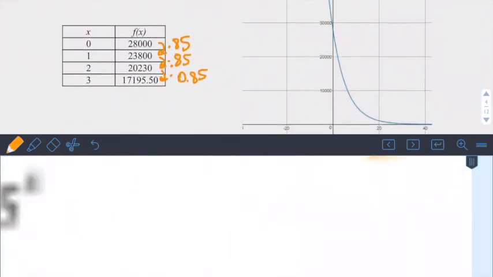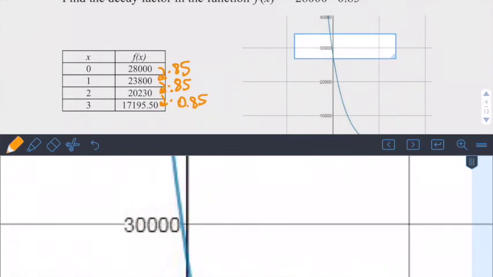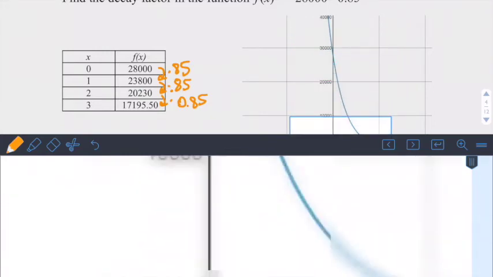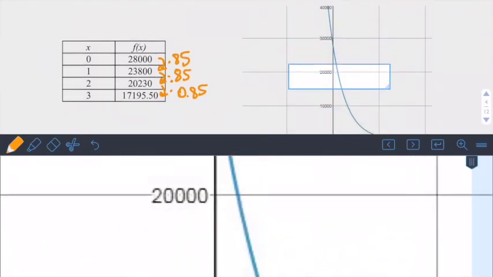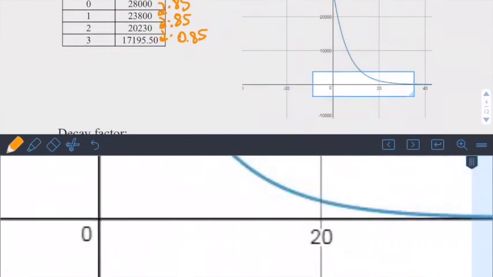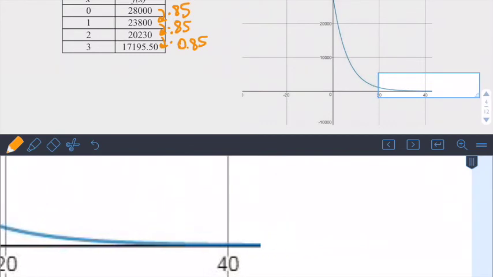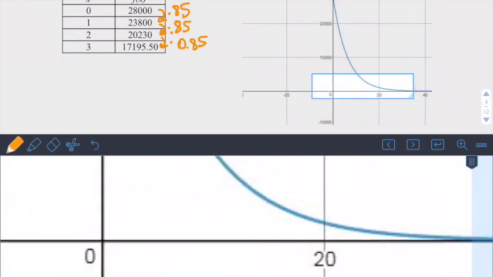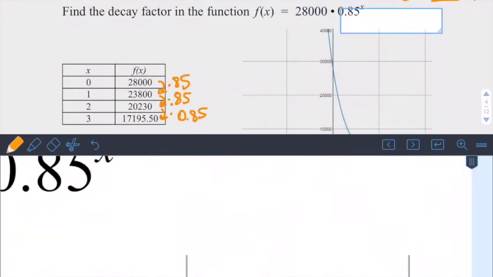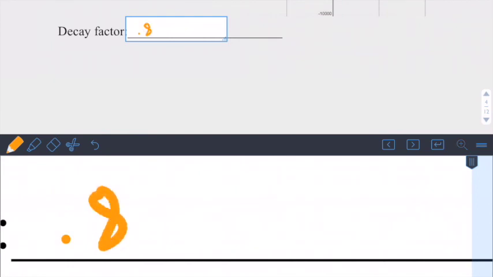And you can see that in the graph here, right? We started with 28,000 at x equals 0, and as we multiplied by that 0.85, it's getting exponentially smaller and leveling out here, right? Our asymptote would be at 0. So our decay factor is 0.85.